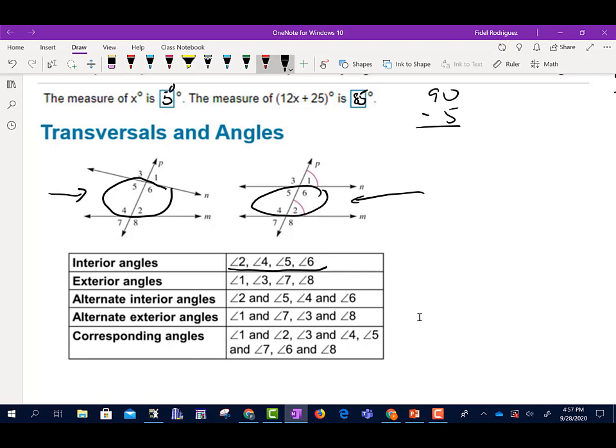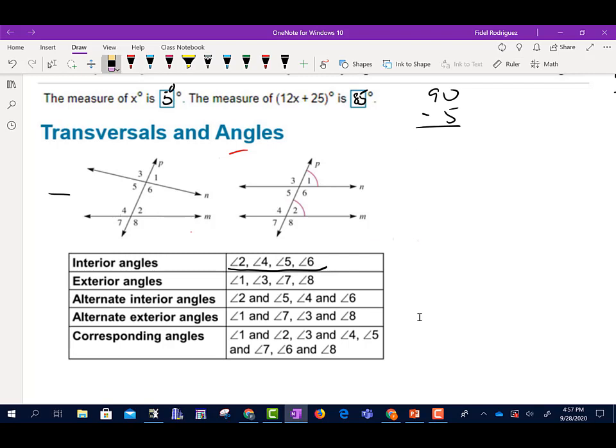All right, then we have something called exterior angles. Exterior angles are 1, 3, 7, and 8. Those are exterior angles because they are on the outside of those two lines N and M, okay? So that's what those mean. Now let me erase this because we still got a couple of things to talk about, and it'll get a little messy if we don't.